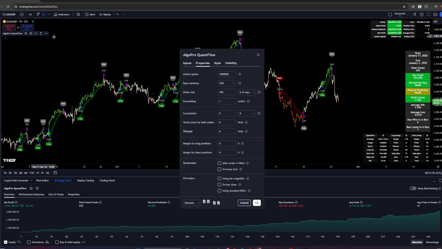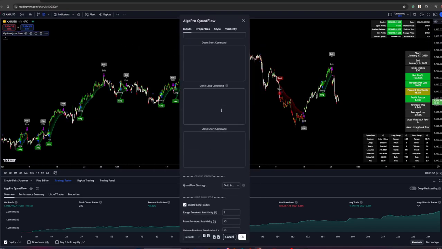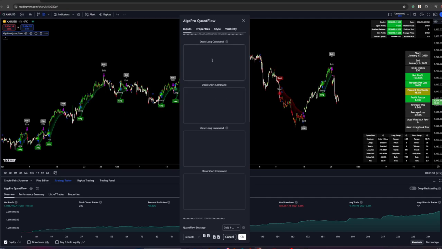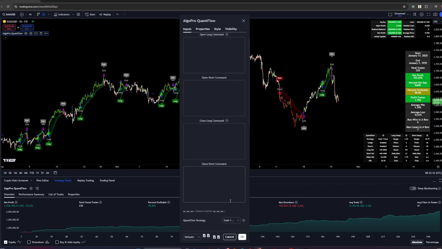So if you go to the QuantFlow settings here, here is our trade automation commands. This can be automated to a third-party automation software. You can input your JSON commands here, and we have a guide on how to create that command to where the signals are sent to the webhook of whatever third-party automation software you are using.